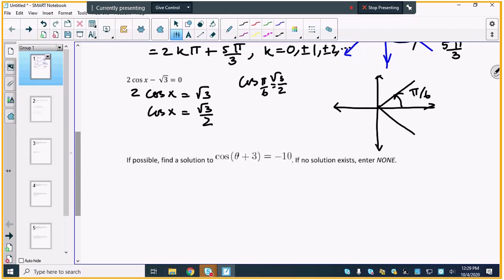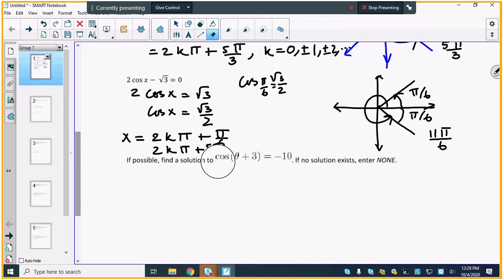Whereas in the fourth quadrant, the reference angle is pi over 6. So the angle in the standard position is 2 pi minus pi over 6, which is 11 pi over 6. And then that gives us the solution. The period is 2 pi, so 2k pi plus pi over 6, or 2k pi plus 11 pi over 6, so I should be careful while writing it. Again, k is 0, plus or minus 1, plus or minus 2.